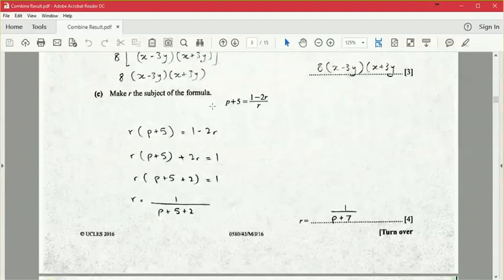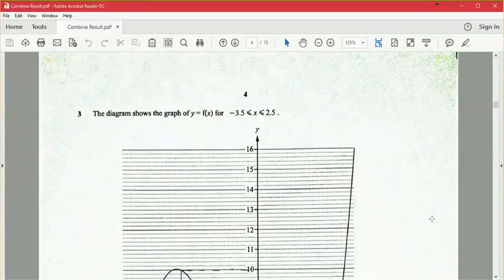Then make r the subject of the formula, this formula. So we only rearrange it again. We bring r here: r times p plus 5 equals 1 minus 2r. We bring the 2r here, beside this r, and we take r as a common factor. And so here it is, r equals 1 over p plus 5 plus 2, and the answer is 1 over p plus 7.